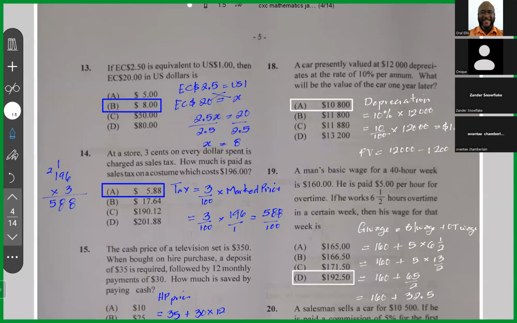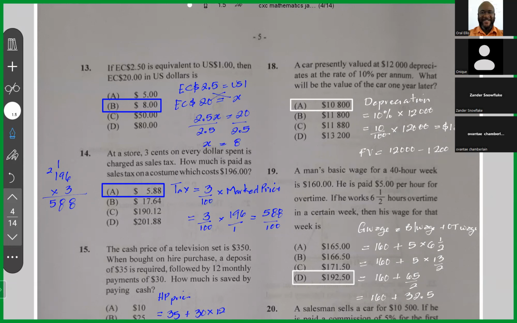All right, so let's have a look at question number 13. It's a question on currency exchange. It says, if EC $2.50 is equivalent to US $1, then EC $20 in US dollars is? It's simple. Whenever you need a conversion question, what I normally do is first write the conversion. The conversion is EC $2.50 is equal to US $1.